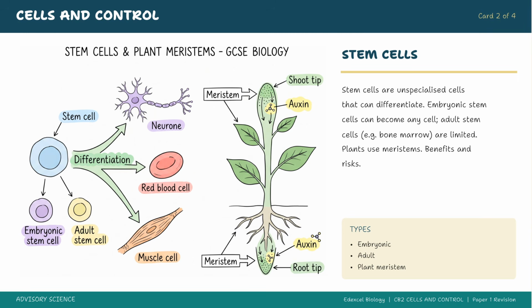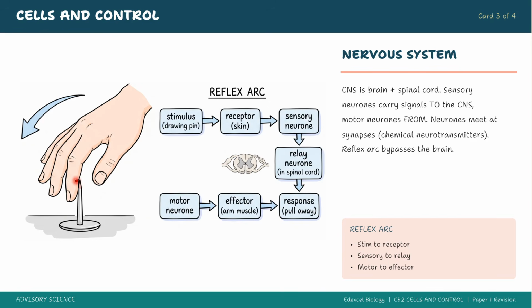The nervous system. Your central nervous system, or CNS, is made up of your brain and your spinal cord. Everything else, all the nerves going to and from it, makes up the peripheral nervous system. Periphery means around the outside. Nerve cells, which we also call neurons, come in three types. Sensory neurons carry electrical signals into the CNS from receptors. Receptors are cells that detect things, and they're found in your sense organs. So light receptors in your eye and sound receptors in your ear.